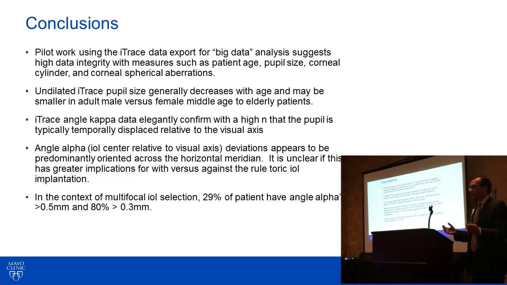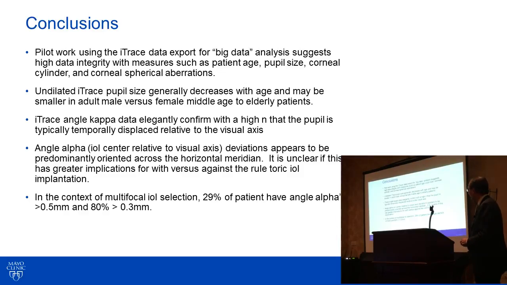So the question is, does angle alpha matter when you put in, for example, a strong toric IOL? If it matters, then if it's predominantly across the horizontal meridian, then intuitively that suggests that when you put in a with the rule toric, it may not matter that much. But when you put it in against the rule, it's a big deal. And so you have to think about it a little differently maybe in the context of that. So I don't have the answers, but that's something to think about. And then you have to decide where you sit in terms of angle alpha, the magnitude of angle alpha, and what kinds of lenses you're going to put in patients, because the decision matters. If you use a cutoff of 0.3, you're going to exclude 80% of patients.